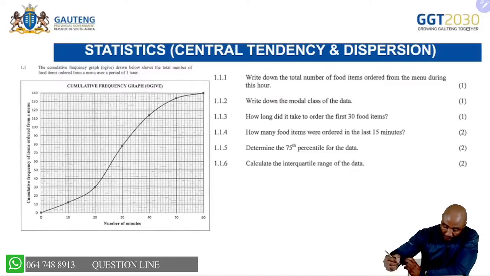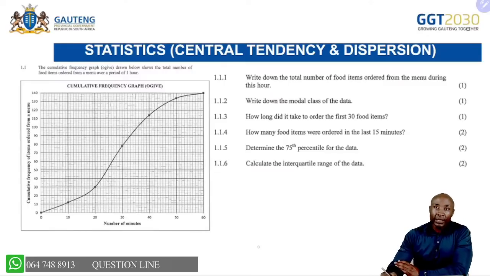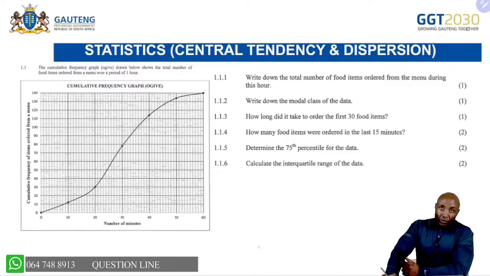Our time, it's on the x-axis. The number of food items ordered, it's on the y-axis. So our time is the independent variable, and the number of food items ordered is our dependent variable. These are some of the things that we should be able to see.